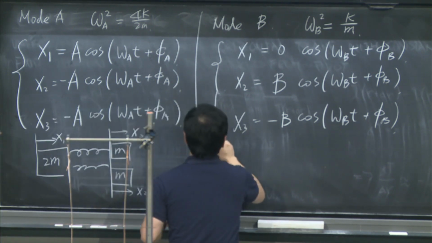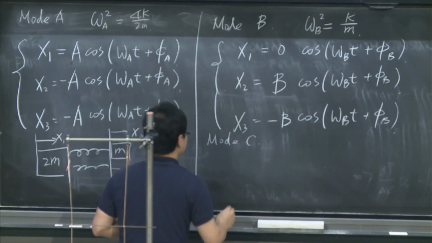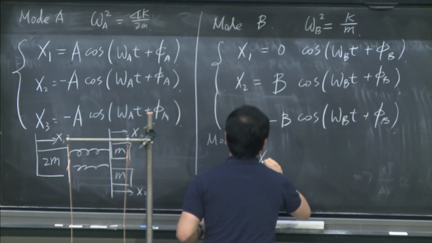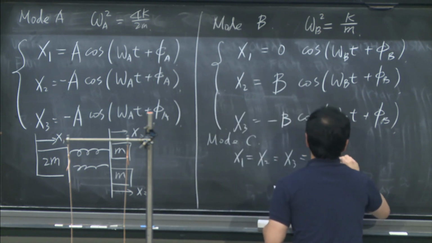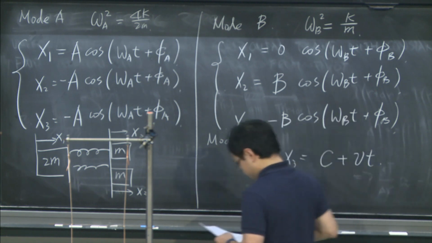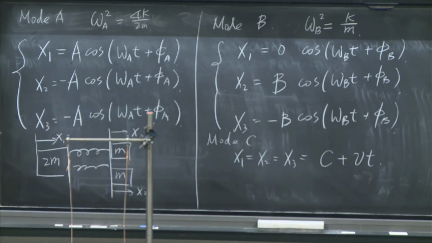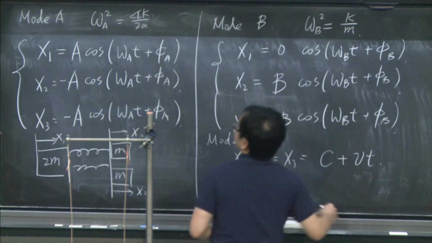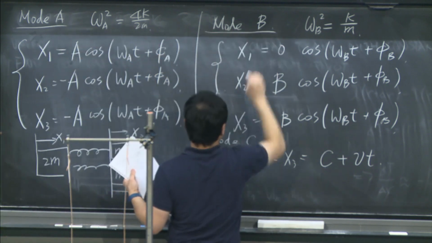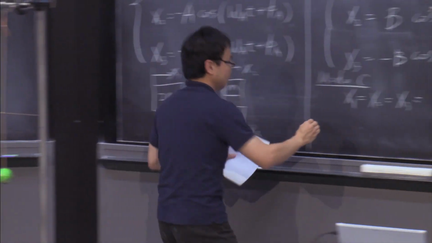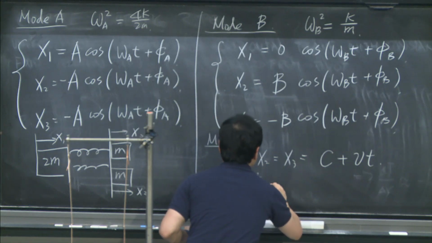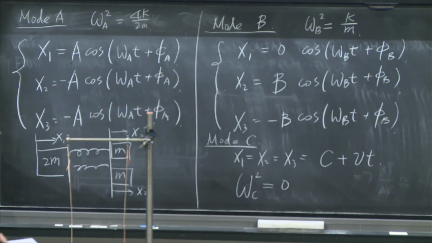Okay. Finally, mode C. All the masses, x1 is equal to x2 is equal to x3 is equal to C plus Vt. Okay. So you can see that we have identified 3 modes: mode A, mode B, and mode C. Okay, and there are 3 angular frequencies which we identified for all those normal modes. Okay, omega A, omega B, and omega C.